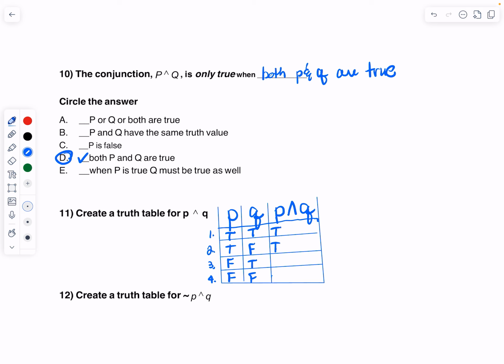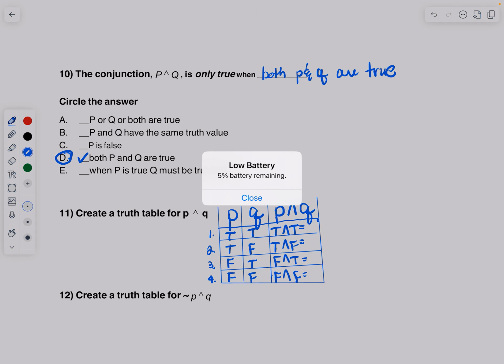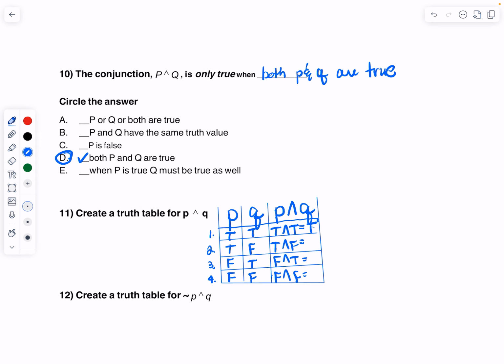Copying down the P column again, true, true, false, false, putting the and symbol, and then doing true, false for Q. And now we're putting the pieces together. So again, the only time and is true is when both are true. And that happens in line 1. True and true is true. True and false is false. False and true is false. And finally, false and false is false. So this is my truth table value, true, false, false, false.